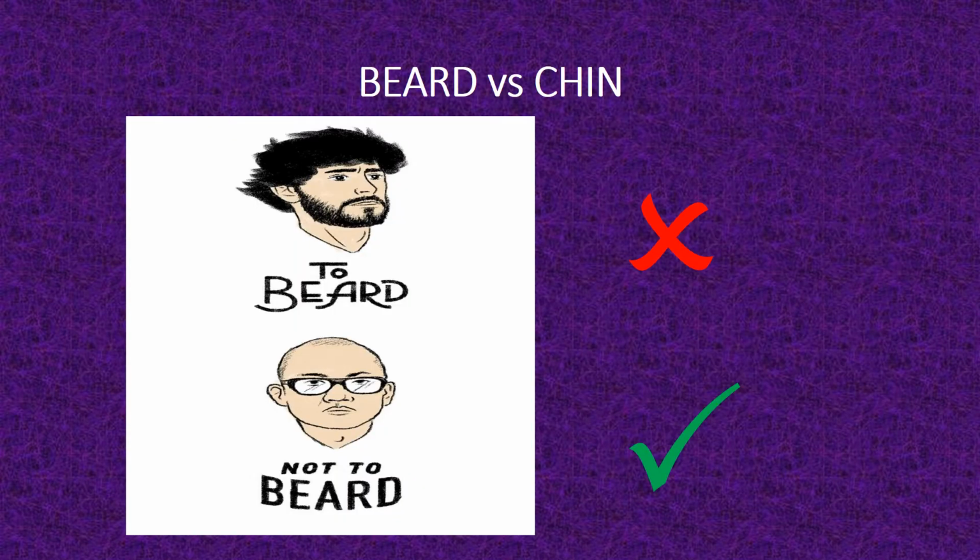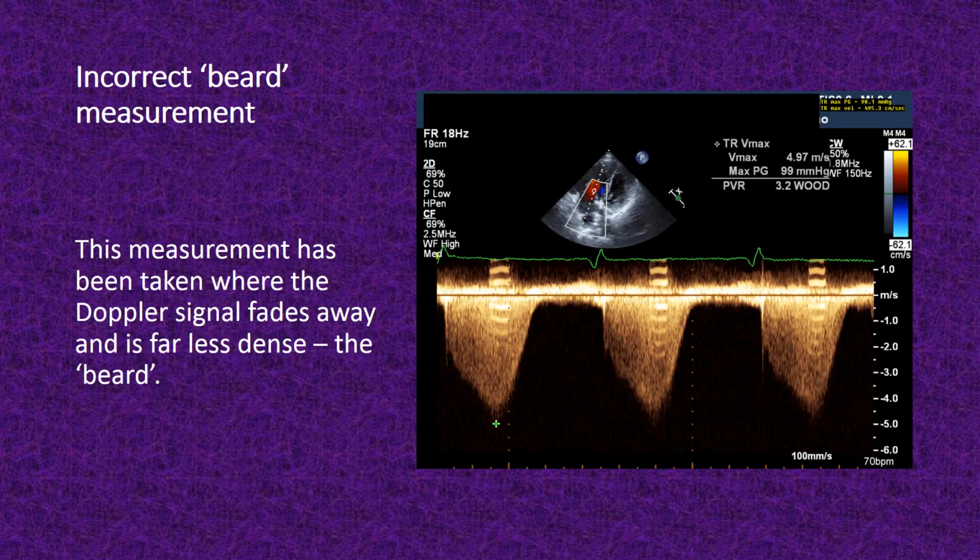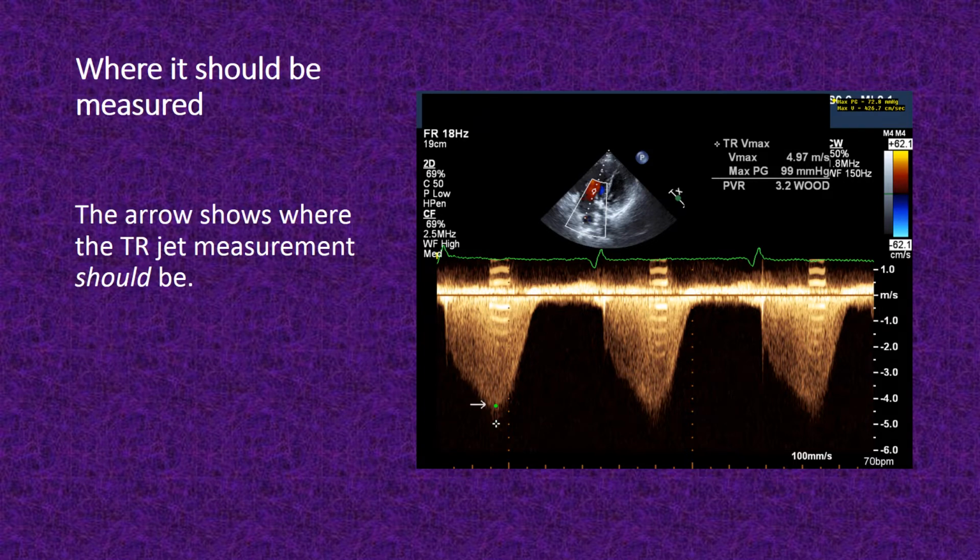The beard versus the chin. This is an incorrect beard measurement. This measurement has been taken where the Doppler signal fades away and it's far less dense. This is what we call the beard. The arrow shows where the TR jet measurement should be.